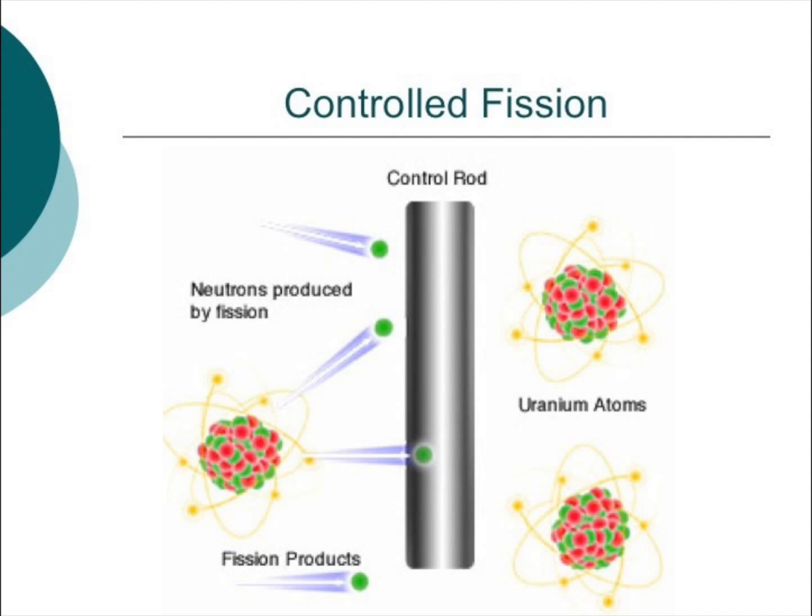To produce useful energy from a nuclear fissioning process with a chain reaction, it is necessary to control it. So that would be controlled fission. And the controlled fission process in a nuclear reactor, for example, includes control rods which absorb some of those neutrons to control the rate of this chain reaction.